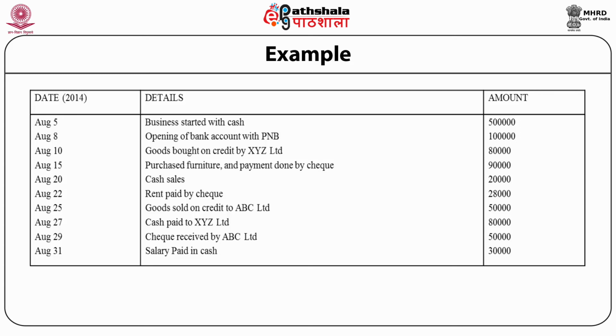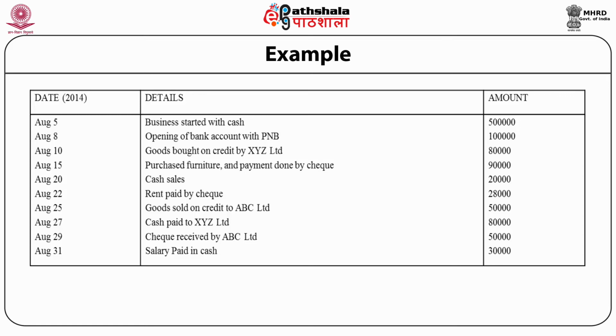August 31, salary account debit, rupees 30,000. To cash account, rupees 30,000. Summary, salaries paid. Total of debit and credit side of journal account is rupees 10,28,000 on both sides. Now second, posting the transactions in the ledger book.